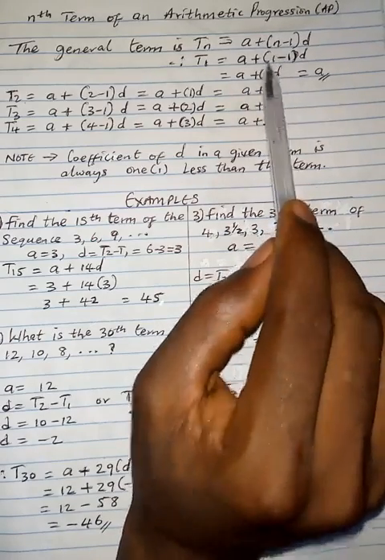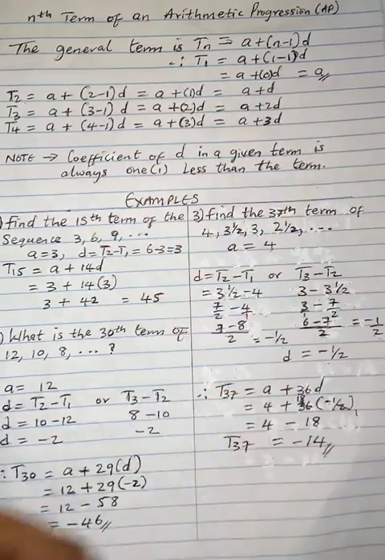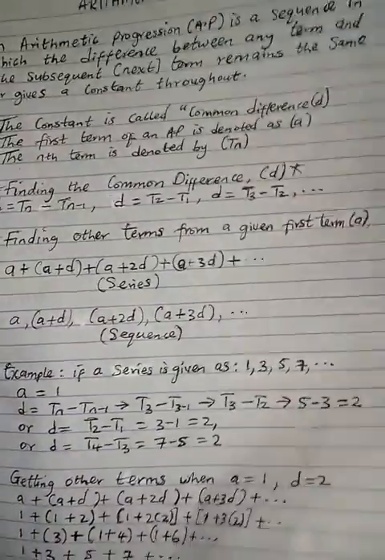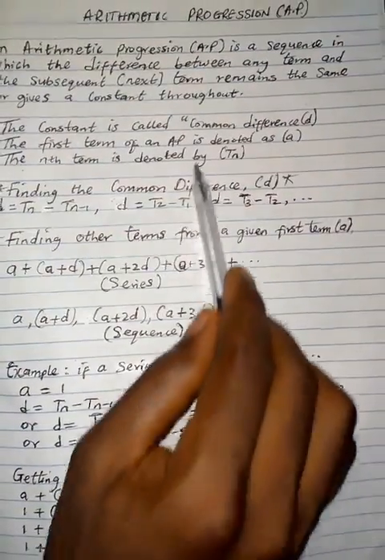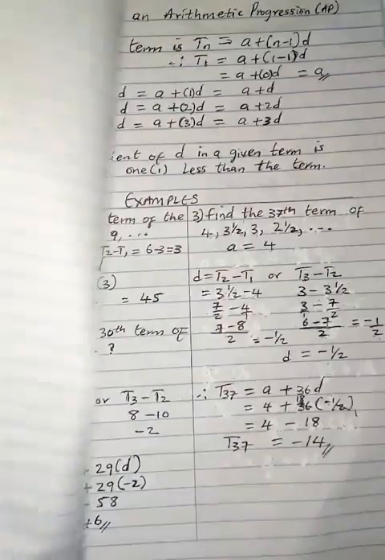0 times D is equal to 0. A plus 0 is equal to A. That's the reason why we say the first term is denoted as A. Now the first term of an AP is A. All right.